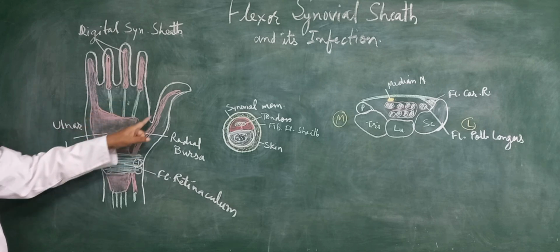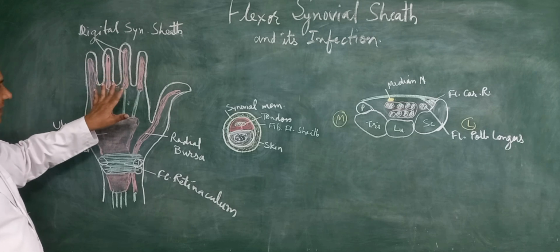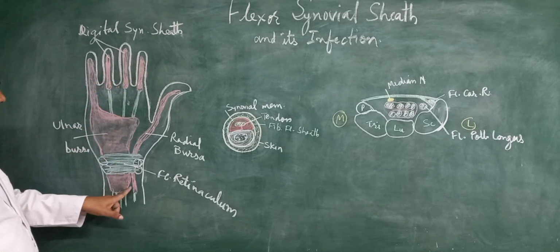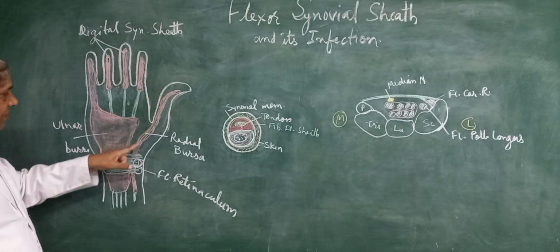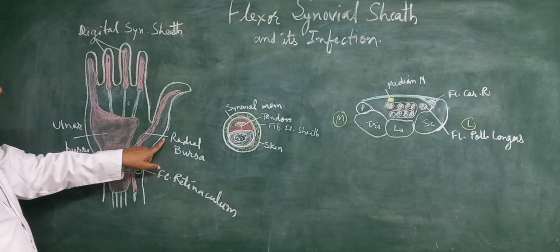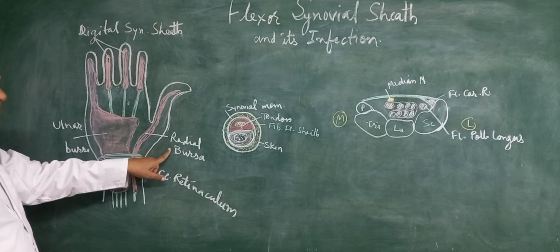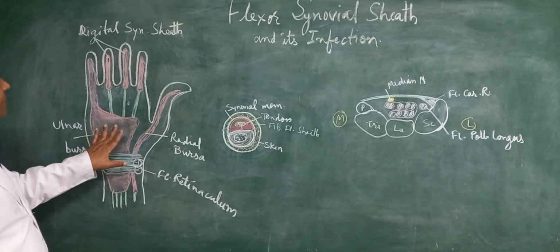Okay, here it is for the thumb, here it is for the eight tendons, out of which this is continuous with the ulnar bursa. Now the synovial sheath covering the tendon of the flexor pollicis longus is called the radial bursa. So there are two bursae or synovial sheaths: one is the radial bursa, another is the ulnar bursa.